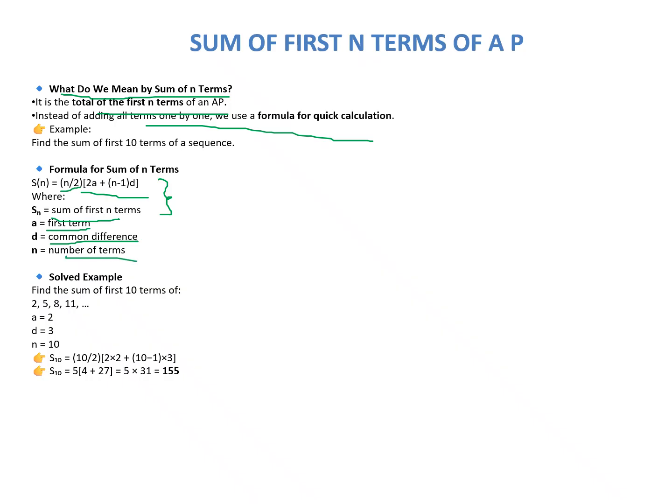For example, if we have to find the sum of the first 10 terms, then instead of manually finding these 10 terms first and adding all of them to get the sum, we can simply use this formula.